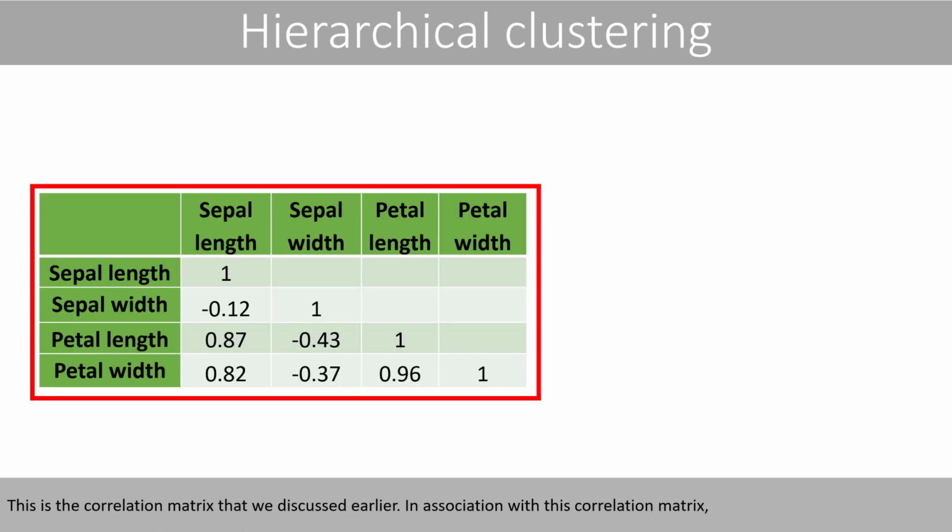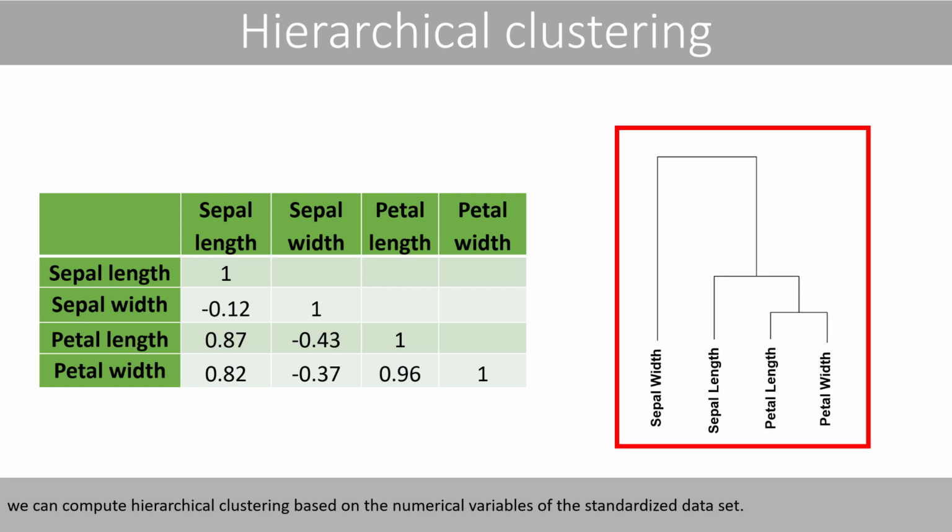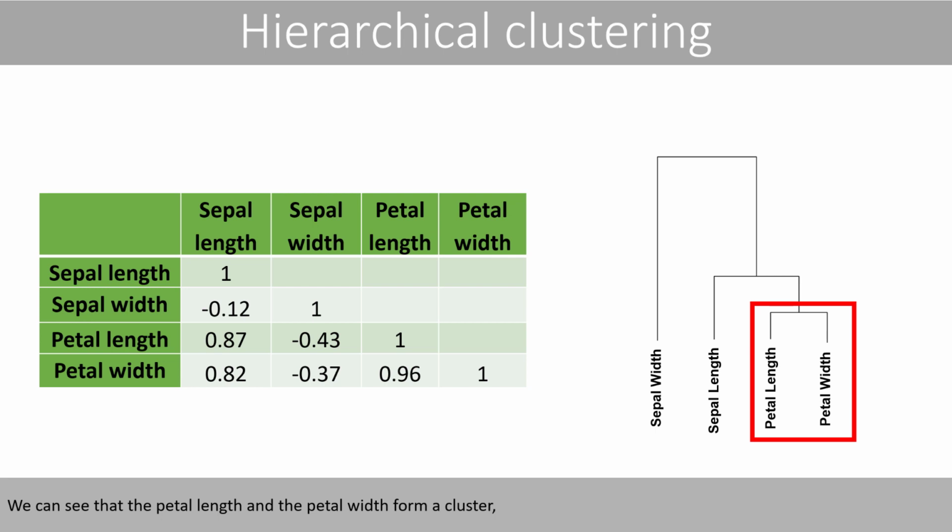This is the correlation matrix that we discussed earlier. In association with this correlation matrix, we can compute hierarchical clustering based on the numerical variables of the standardized dataset. We can see that the petal length and the petal width form a cluster, which seems reasonable because these two variables show the strongest correlation.